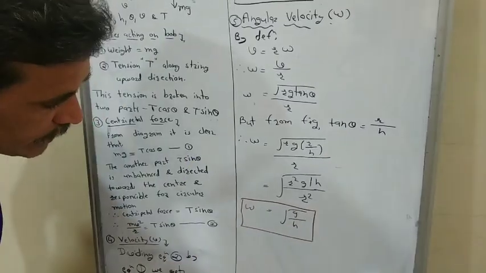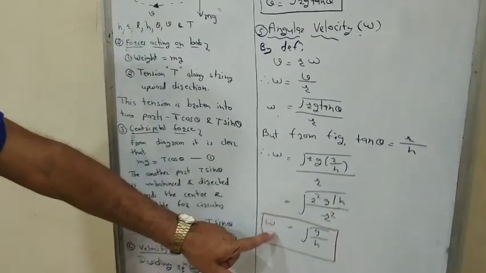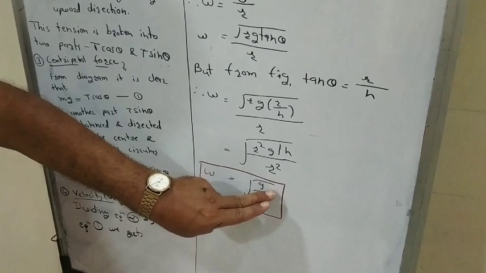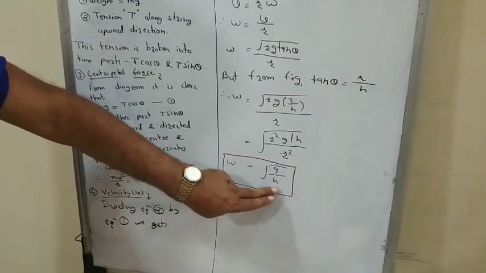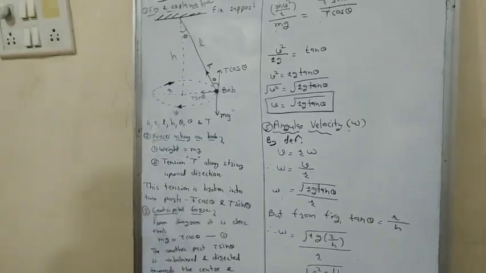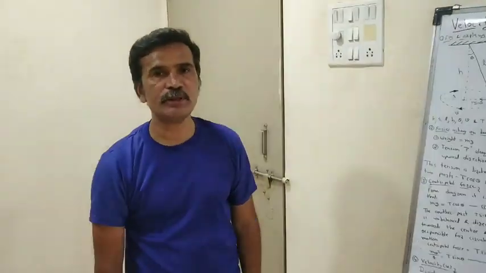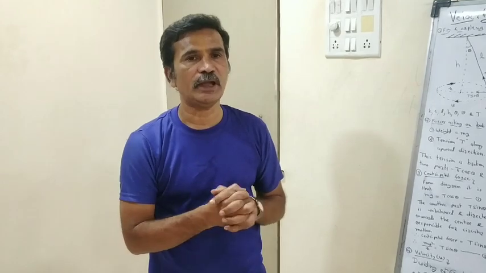So again we can say that this depends upon 2 factors: number 1 g and number 2 h. Gravitational acceleration and height of the conical pendulum. So I hope you understand these two terms. Next time we'll see the remaining two terms: period, and second is angle of banking.